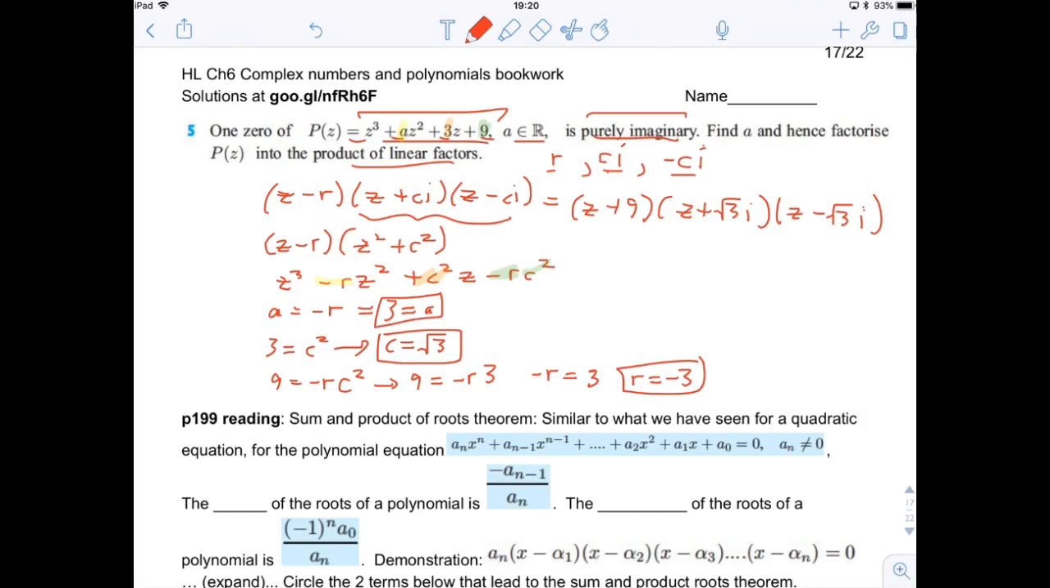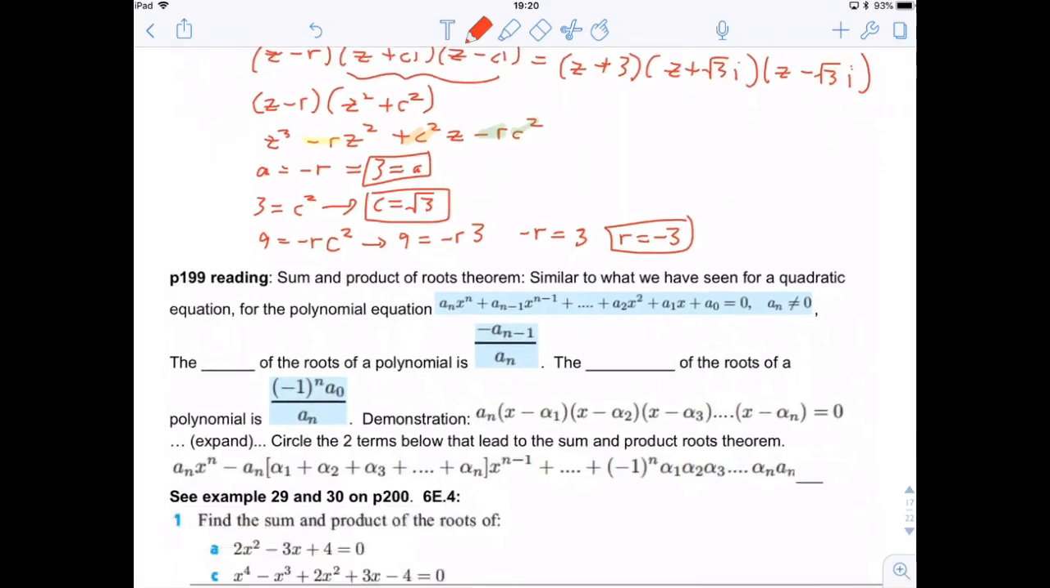So one of the things we're looking for is a, and the other thing is we want to make p of z into a product of linear factors. r is negative 3, so the linear factor for r is going to be z plus 3, and then z plus ci, z minus ci is going to be z plus square root of 3i and z minus square root of 3i. So that's it, okay?